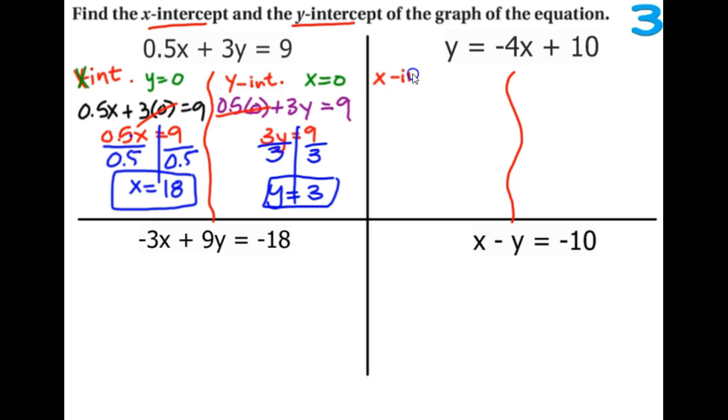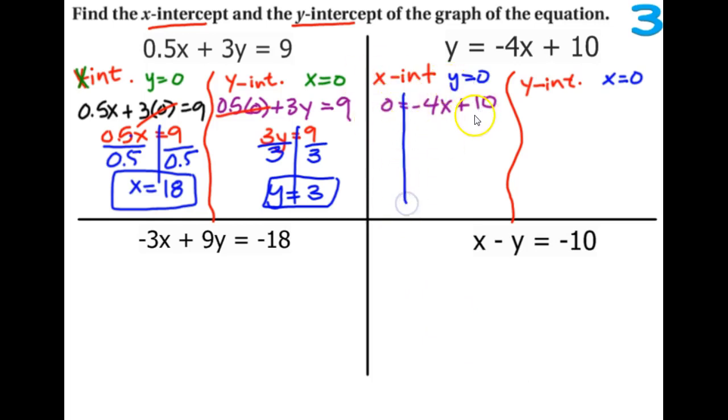We're going to find our x-intercept and our y-intercept. Reminder, for our x-intercept, we're going to plug in y is 0. For our y-intercept, we're going to plug in x is 0. So first, y is 0. We have 0 equals -4x plus 10. Nothing cancels out because 0 is just 0 over here. So we're going to solve this.